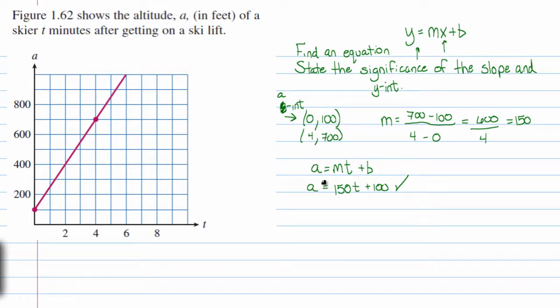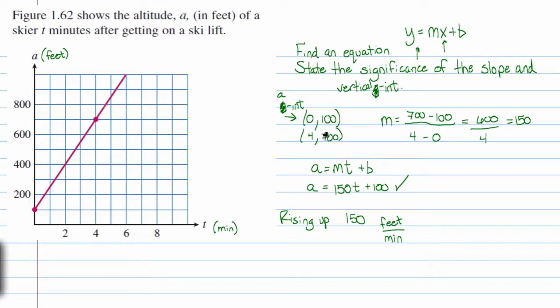Now let's state the significance of the slope. As I mentioned in a previous lecture, the one on slope, if you write the units for the axes right next to the letter, so a is in feet and t is in minutes, then the meaning of the slope jumps out at you. You have 150, rise over run, so the rise variable is in feet and the run variable is in minutes. So 150 feet per minute, and that's basically that you're rising up 150 feet per minute on that ski lift.